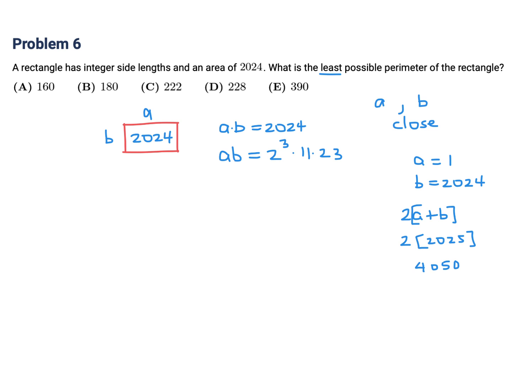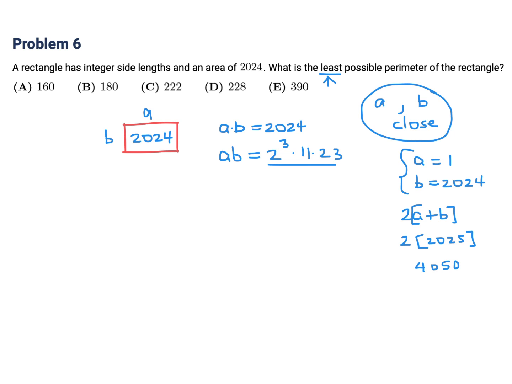Now that's a very large number. I'm pretty confident that I can get a much smaller number for the perimeter, because that's what they want. They want the least. And the least possible perimeter is obtained when we get A and B close together. And this is the extreme case scenario where they're as far apart as possible. So you basically fiddle around with this. When you break it up into prime factors, it allows you to fiddle around with things a little bit easier, to get possible options.